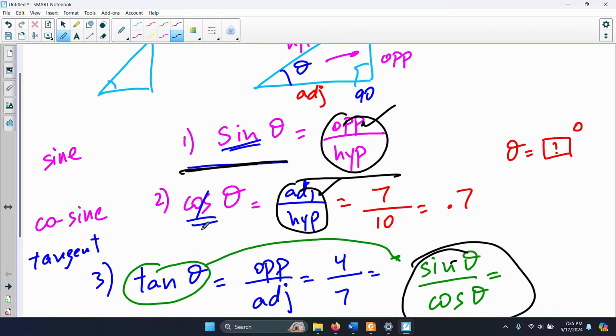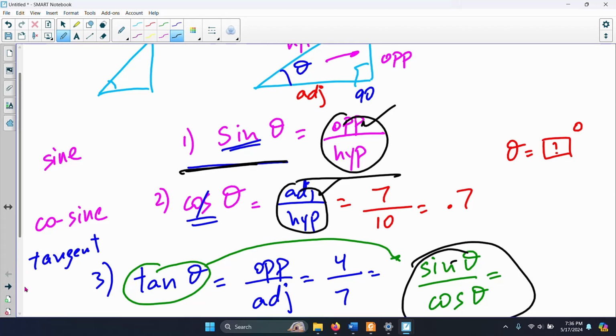In a different video, I'll go into the reciprocal relationships. There's three more based on the sine, cosine, and tangent, like one divided by sine, one divided by cosine, one divided by tangent. But I don't want to go into that right now.